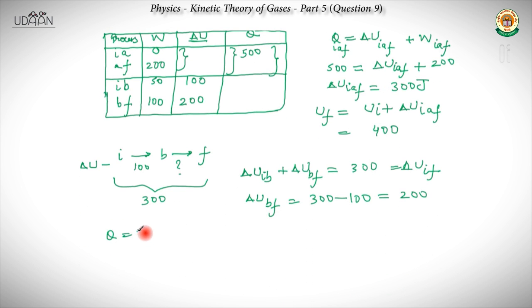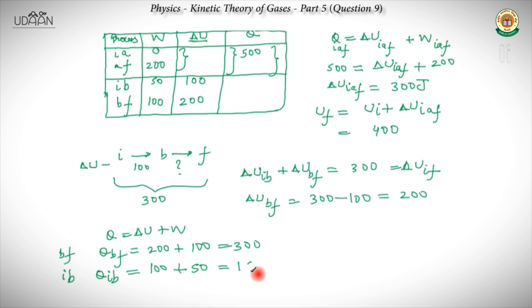So Q equals delta U plus W, our basic formula. We apply that for BF and we get Q_BF equals delta U_BF, which is 200, plus work done in BF, which is 100, equal to 300. And we apply that for IB. So Q_IB equals our delta U, which is 100, plus work done, which is 50, equal to 150. Hence Q_BF divided by Q_IB would give us 2.